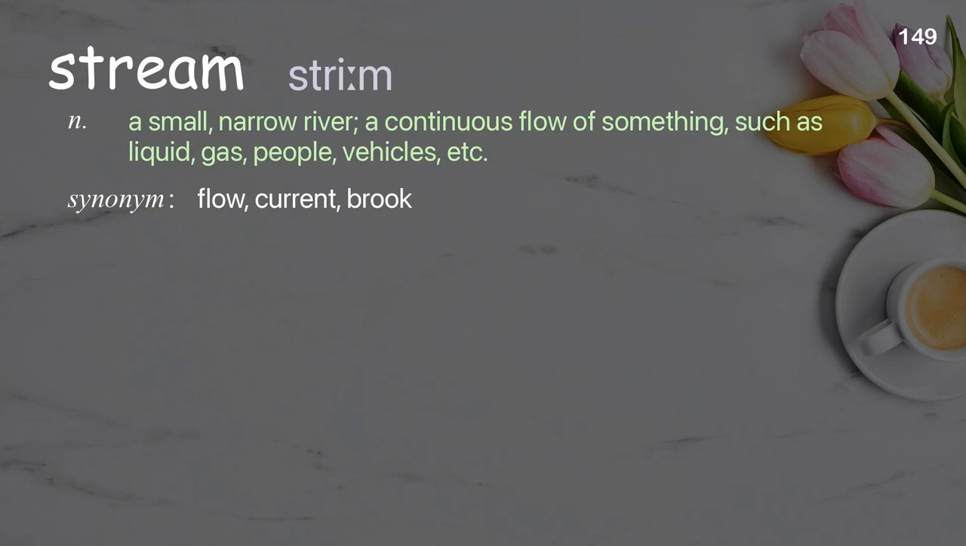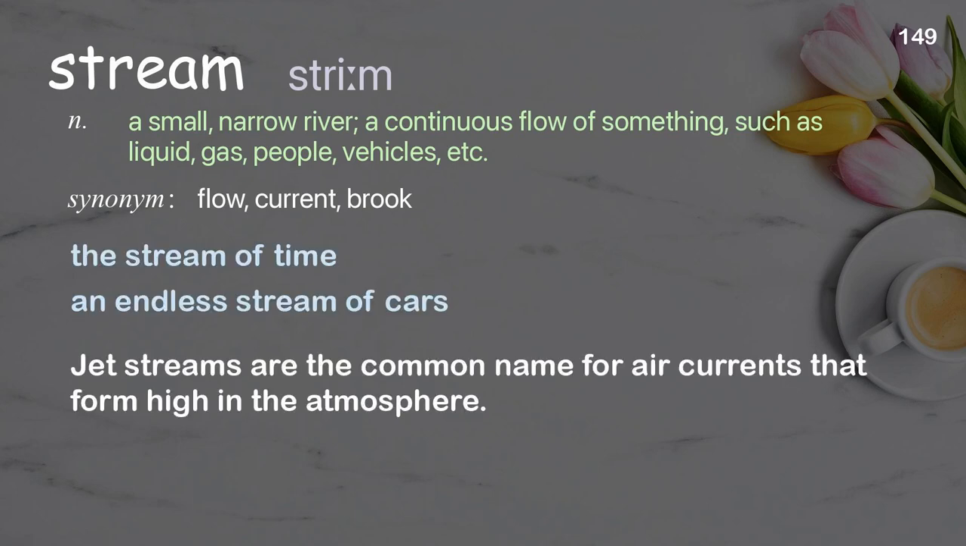Stream. A small, narrow river, a continuous flow of something, such as liquid, gas, people, vehicles, etc. Examples. The stream of time. An endless stream of cars. Jet streams are the common name for air currents that form high in the atmosphere.